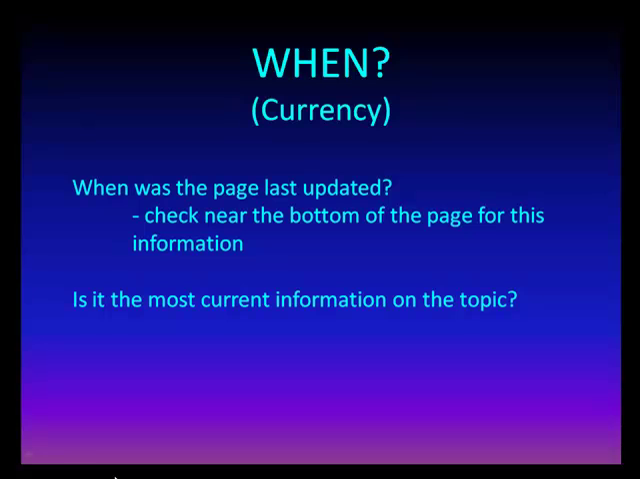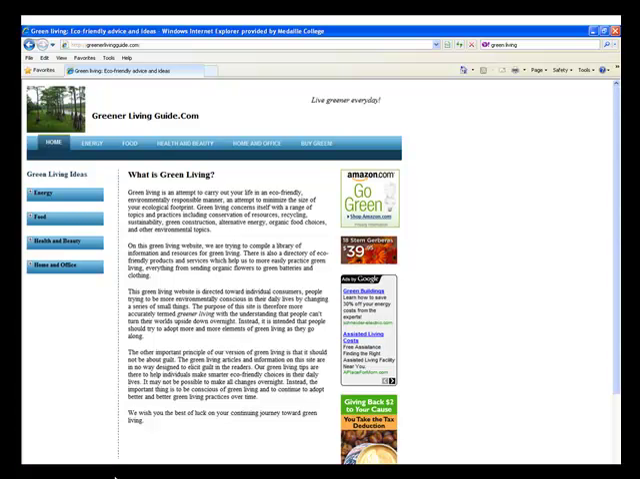The next thing we want to talk about is when, the currency of the information. Again, we looked at the page from the U.S. Census Bureau and saw that it was updated just in October. That's a site that somebody is dedicated to, and they're going to be following it. Again, web pages can change all the time, or somebody can make a web page and never go back to it again. We're going to take a look at a page here, and this is called the Greener Living Guide.